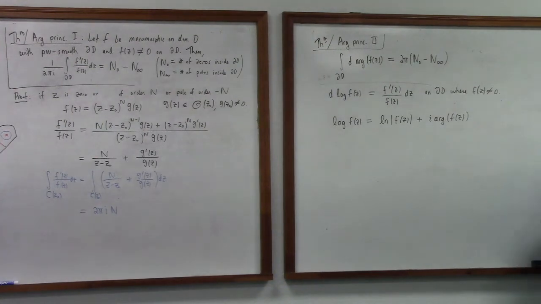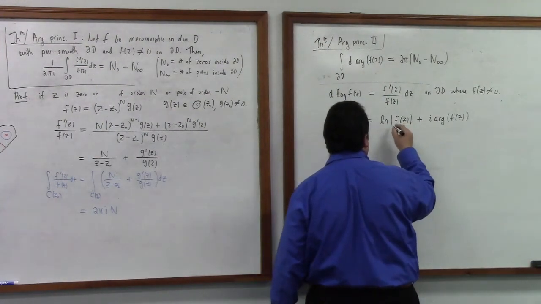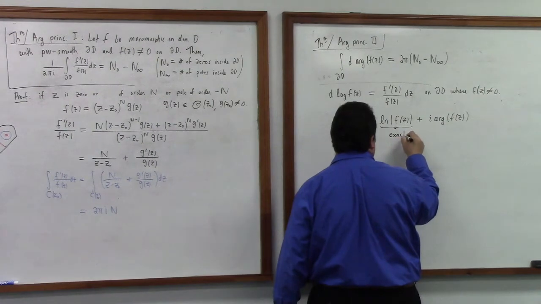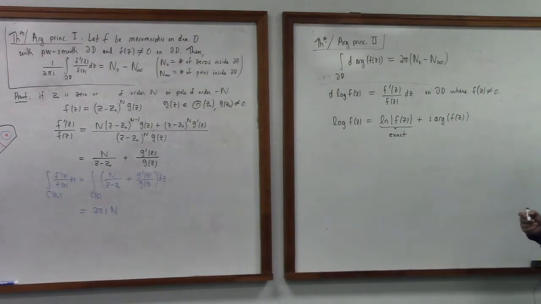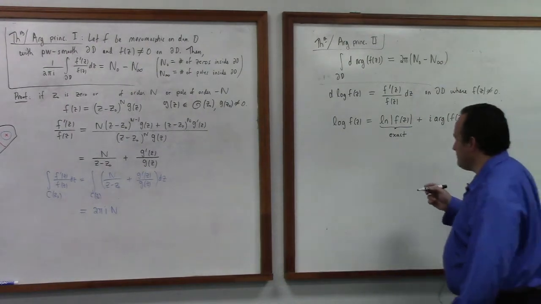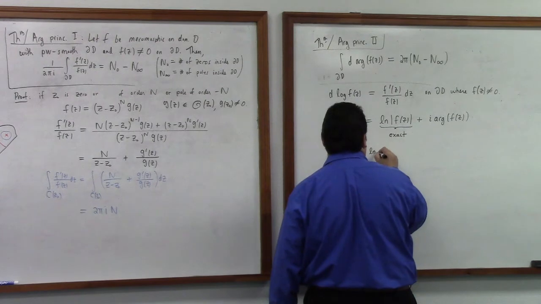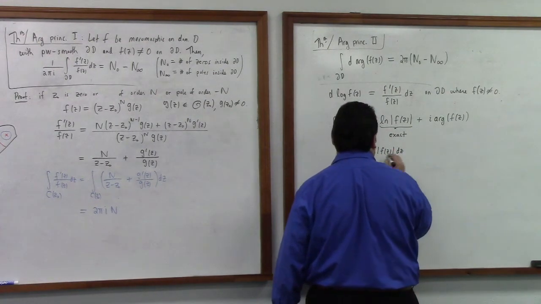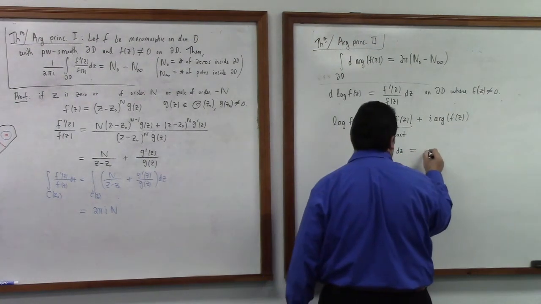But actually, if you look at this piece, it actually is exact. In the sense that if you integrate the natural log of the modulus of f of z dz over the boundary of D, this will just be 0.